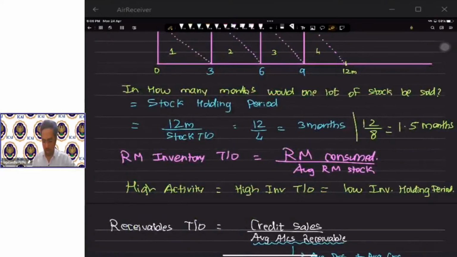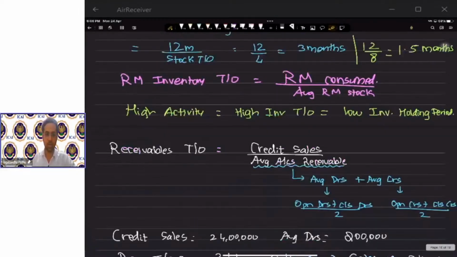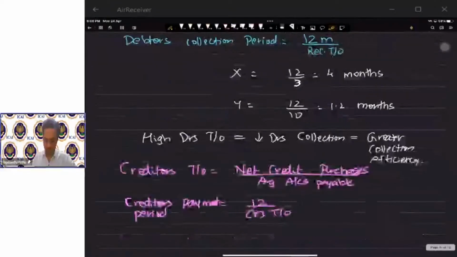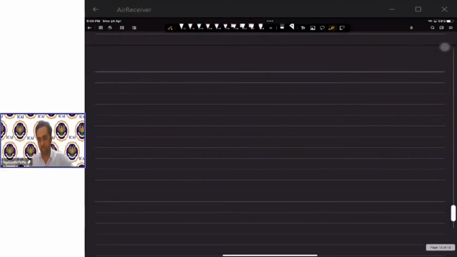So high activity means high turnover ratio, and of course that means low inventory holding period. Similarly, we had the receivables turnover and also the creditors turnover or payables turnover. So we have done these ratios till now. We'll take up the next set of ratios in our discussion now. But before that, let me see if there are any queries.